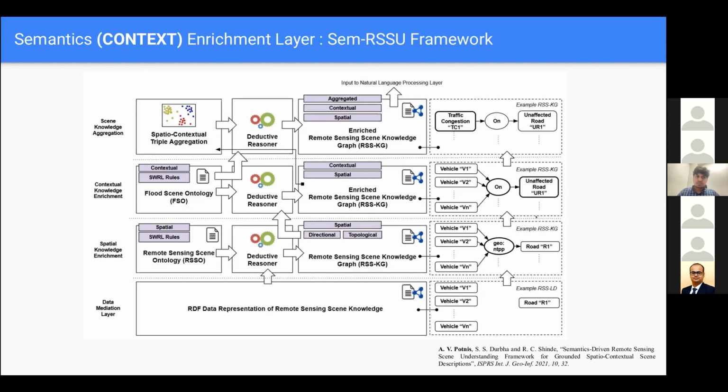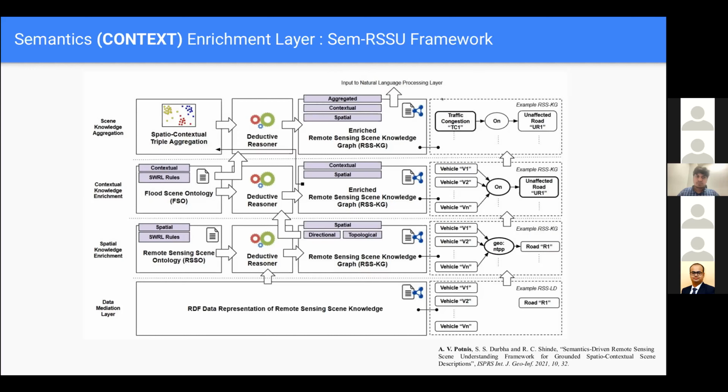So with that understanding, we move ahead to the scene knowledge aggregation layer, wherein the idea was to aggregate the knowledge in a form which is more intuitively understood by humans, right? So that is where we propose the spatio-contextual triple aggregation algorithm. So the sole purpose of this triple aggregation algorithm was to club different entities in the knowledge graph to a more intuitive collective entity, which is understood by humans.